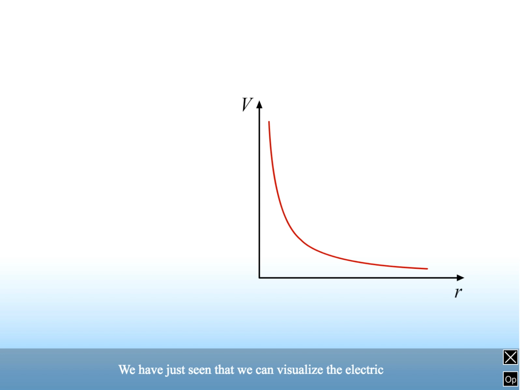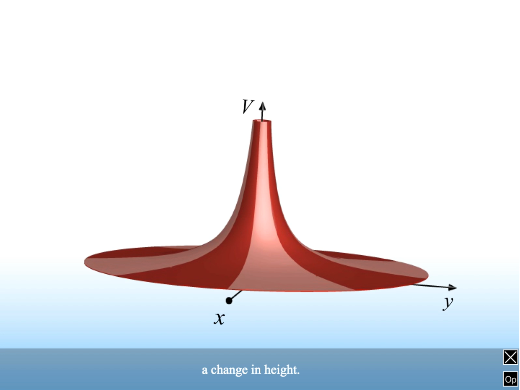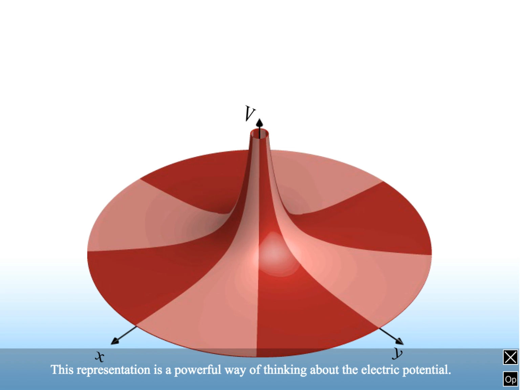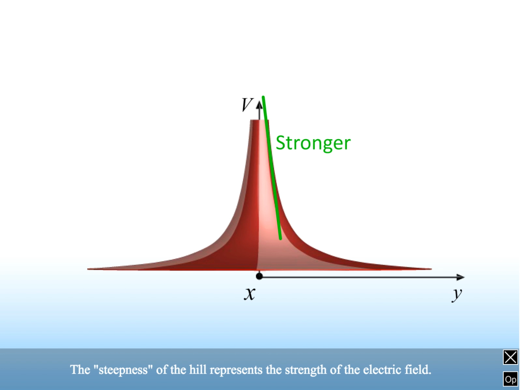We have just seen that we can visualize the electric potential created by a positive charge as a hill, in that a change in electric potential is described as a change in height. This representation is a powerful way of thinking about the electric potential. The steepness of the hill represents the strength of the electric field.